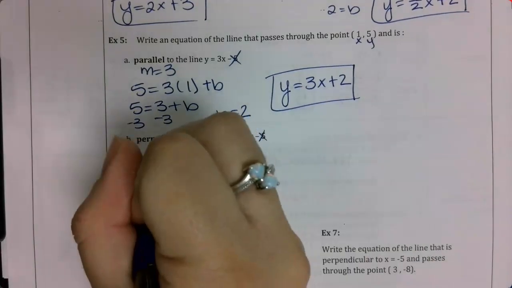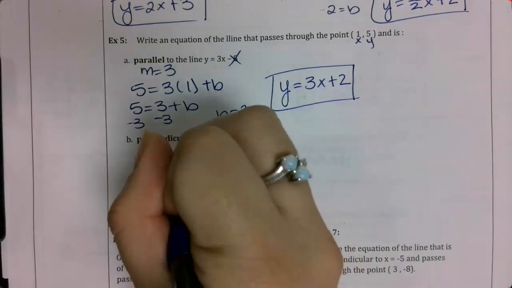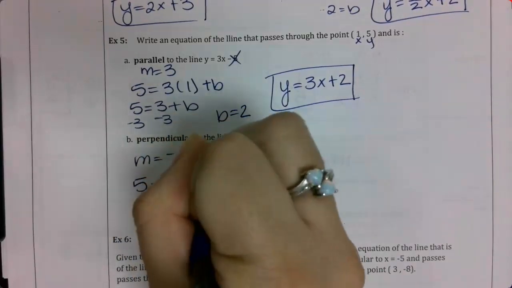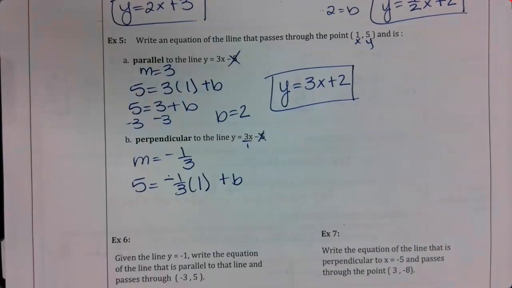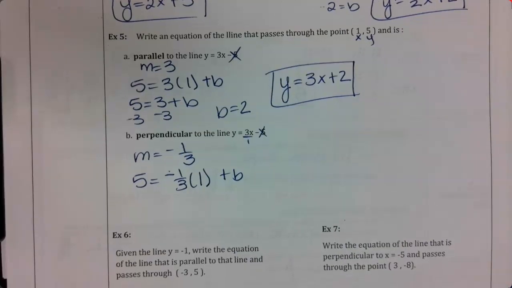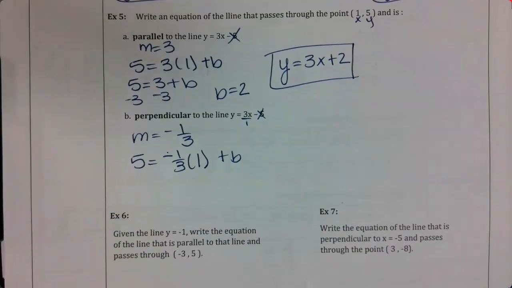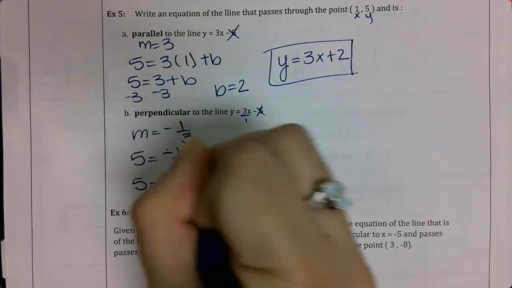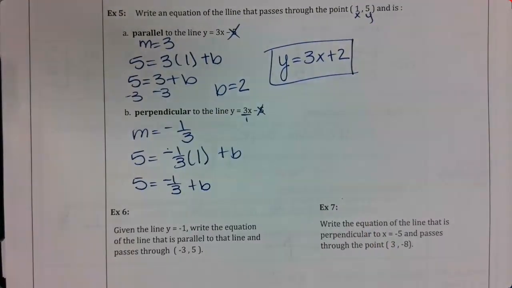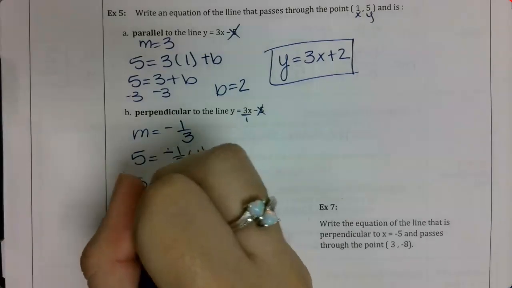Then I want to plug in. So I have 5 equals negative 1/3 times 1 plus b. So negative 1/3 times 1 is negative 1/3. And then I want to add 1/3 to both sides.